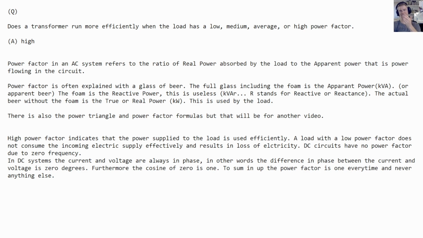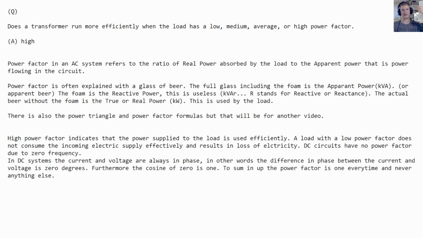This would be in kilowatts. This is actually used by the load. So that's why things are rated in kilovolt amps, because it's saying, okay, we need this much power. But depending on the source of power is going to depend on how much true or real power there is and how much reactive power there is. There's also something where there's a power triangle and power factor formulas, but that's going to be for a whole other video. High power factor indicates that the power supplied to the load is used efficiently.